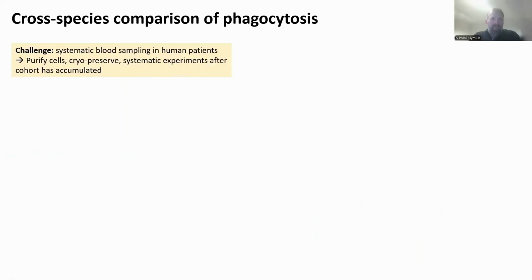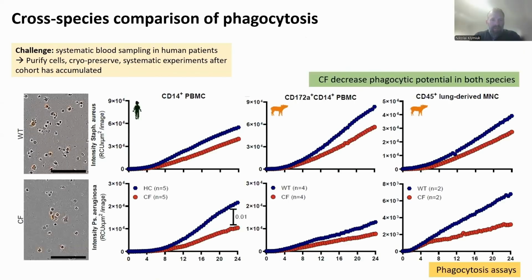When aiming at cross-species comparison of the phagocytosis potential, we faced some logistical challenges, namely the systematic blood sampling in human patients. And so we purified the cells, cryopreserved them, and only did systematic experiments after a cohort had accumulated. We did this in human and in pig likewise to facilitate comparison.